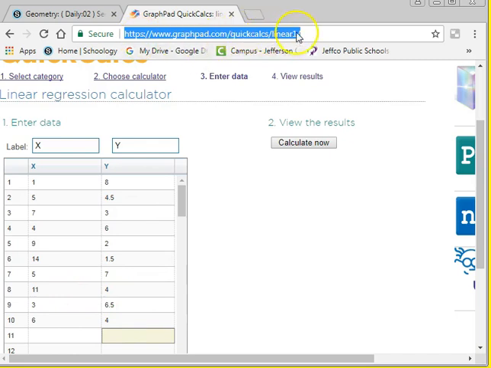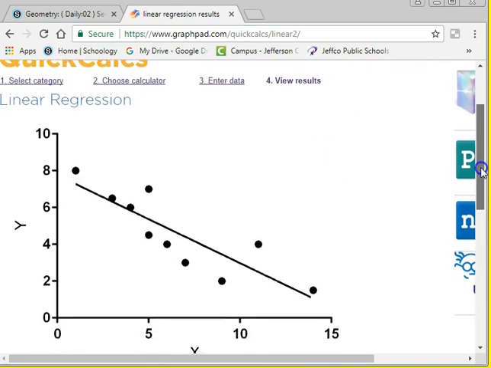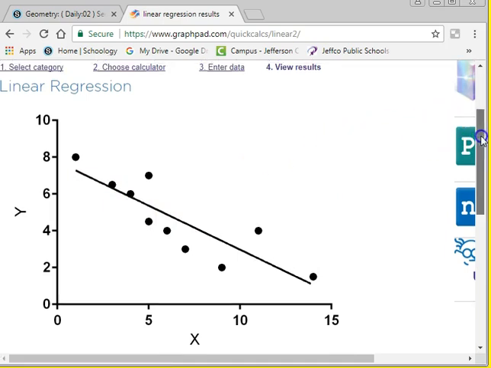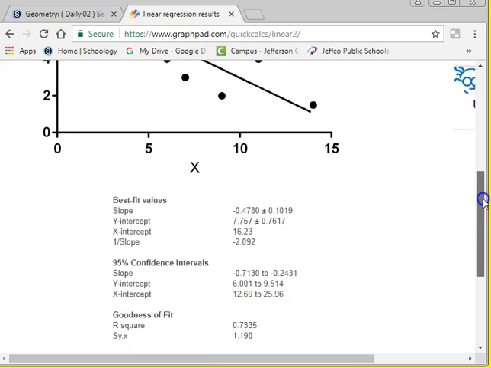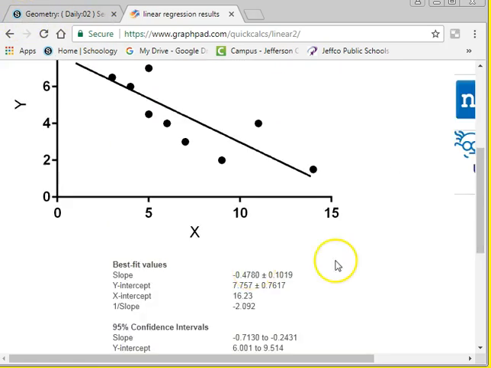And what I'm going to do is, see, it's a linear regression. So I'm going to come over here and click Calculate Now. And what it does, which is pretty cool, is it not only plots the points, but it shows us the line of best fit. And remember, the line of best fit is going to get as close to as many of the points as possible when we graph them. And then it's also going to give us the equation. I shouldn't say it's going to give you the exact equation. What it's going to do is give us the values so that we can write the equation.